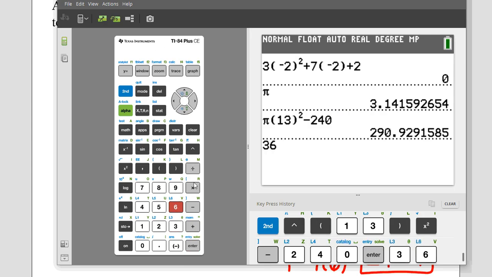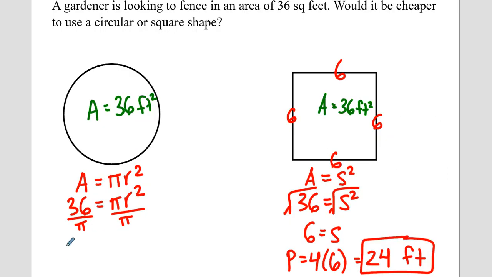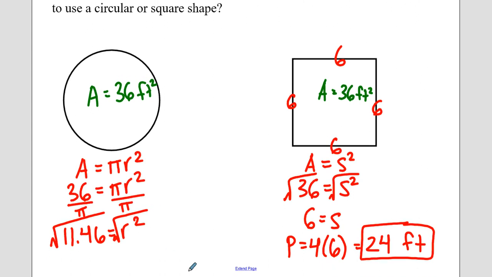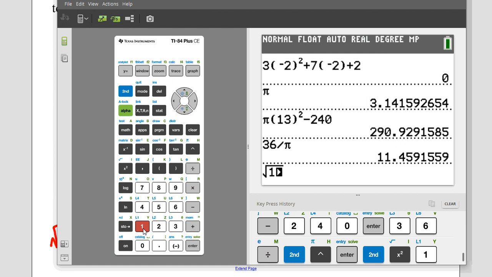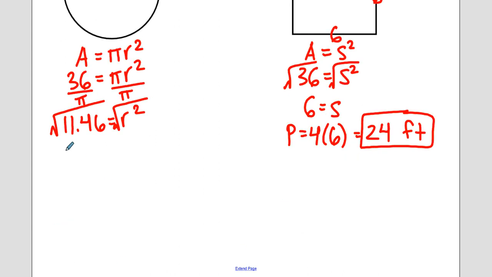36 divided by pi is 11.46. So 11.46 equals the radius squared. Take the square root to get the radius. So square root of 11.46 tells me the radius is 3.385. 3.385 is equal to the radius. Now I want the perimeter. Well, that's the circumference of a circle. The circumference of a circle is 2 pi times its radius, but its radius is 3.385 because I just found it.